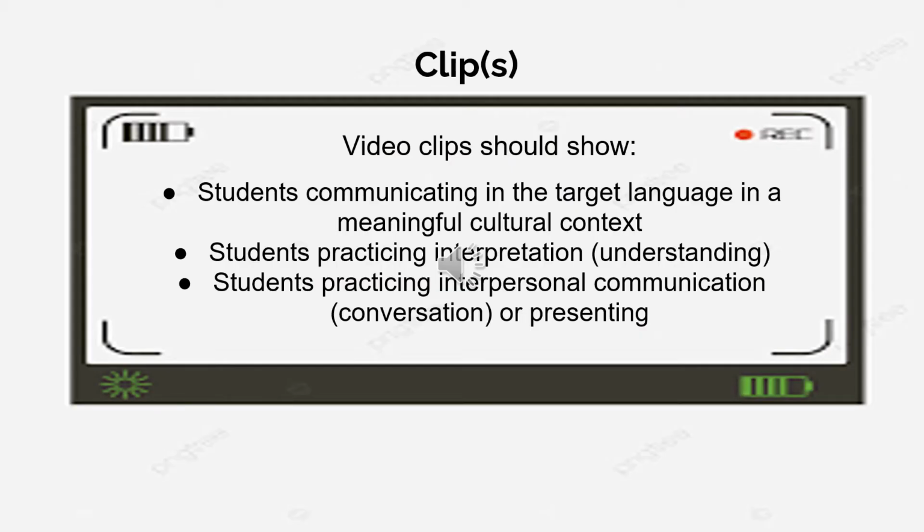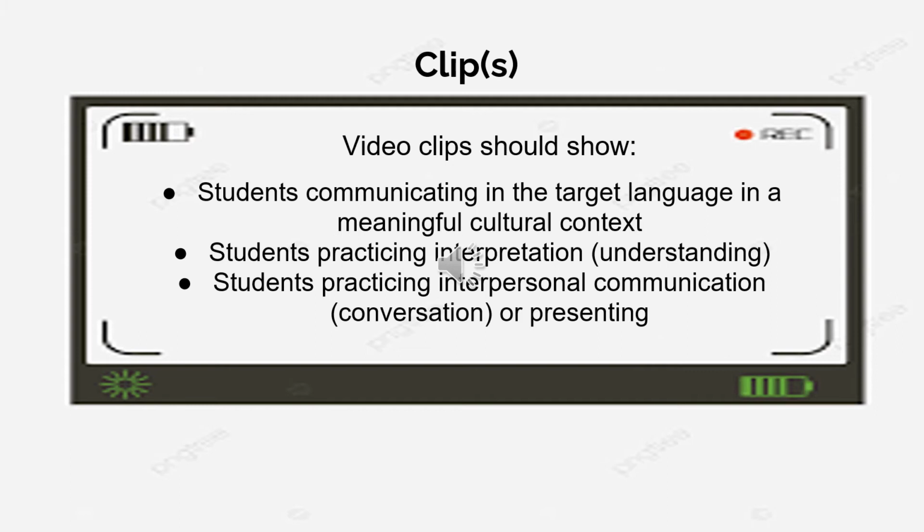The first few things you need to have in your video clips is you need to show students communicating in the target language in a meaningful, authentic cultural context. So you need to have students speaking in that language in some kind of meaningful activity that is culturally appropriate.